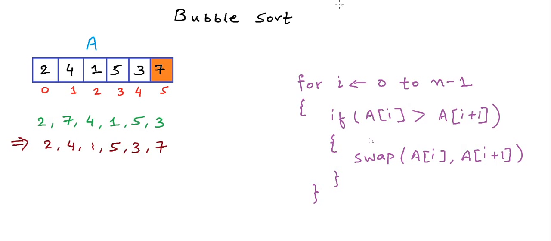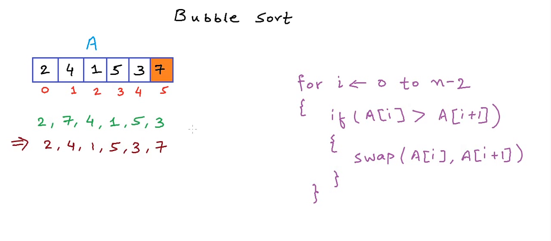There is one minor bug here. If i is equal to n-1, it will be the last index, so there will be no element after that. So we will not be able to access A[i+1]. So we will run this loop only till n-2. We don't want to access an index that will be out of the bound of the array, out of the range of the array. For i equal to n-1, A[i+1] would have been out of range.